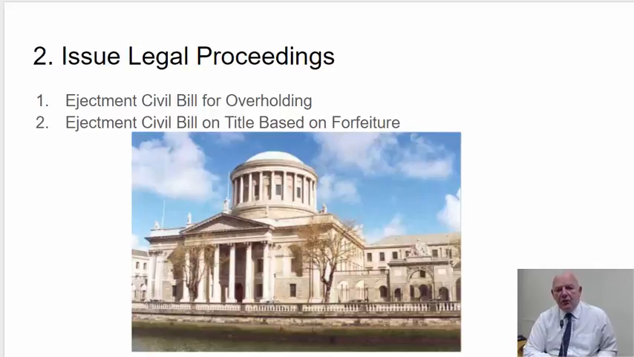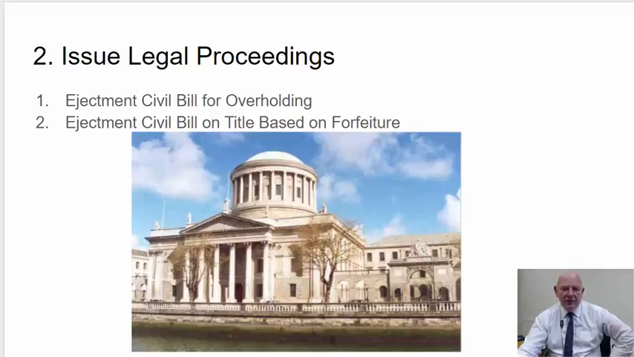So what you need to do then, once you've terminated the agreement, is issue legal proceedings. The two types of legal proceedings that you might issue would be an ejectment civil bill for overholding. That's where the lease is up and you cannot get the person out, but they have no legal entitlement to be there, or at least have no valid and existing lease. The other is an ejectment civil bill on title based on forfeiture. In other words, that covers a situation where they have breached a covenant or condition in the lease, and for that reason you are forfeiting the lease and wish to get them out.